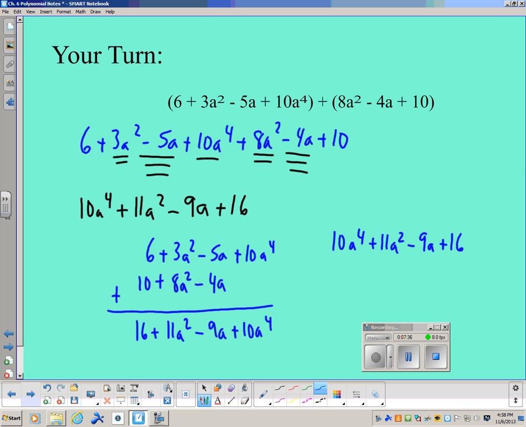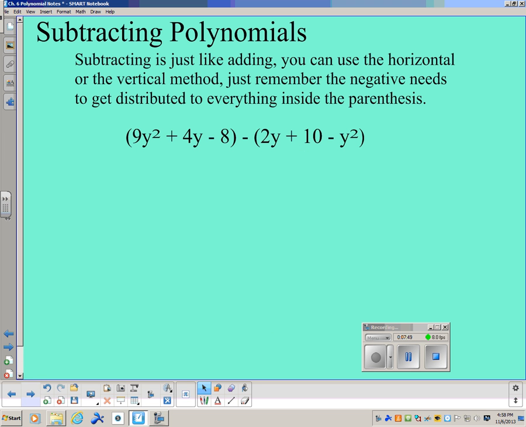So just like the horizontal method, with the vertical method we got exactly the same answer. So it's up to you. Do you want to use the vertical method or the horizontal method? It's completely your choice. All right, so now we've covered adding polynomials. Now we're going to cover subtracting polynomials. And subtracting is just like adding.